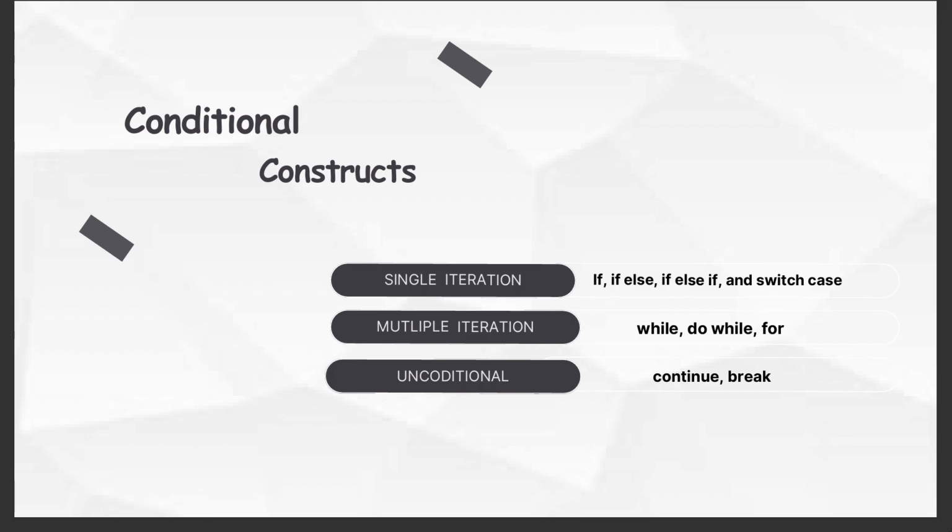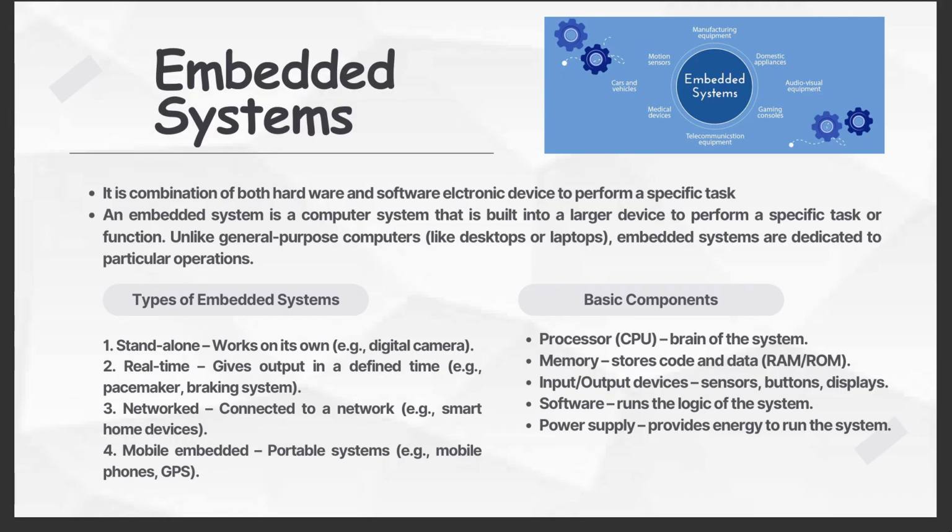And now let's move to the next slide, the embedded system. Now, what exactly are embedded systems? An embedded system is a dedicated computer system designed to perform one specific task, unlike a desktop or smartphone that handles many applications. It's a combination of hardware like microcontrollers, sensors, and actuators, and software, program logic written in C or assembly language. Examples include microwave ovens, pacemakers, smartwatches, washing machines, etc.